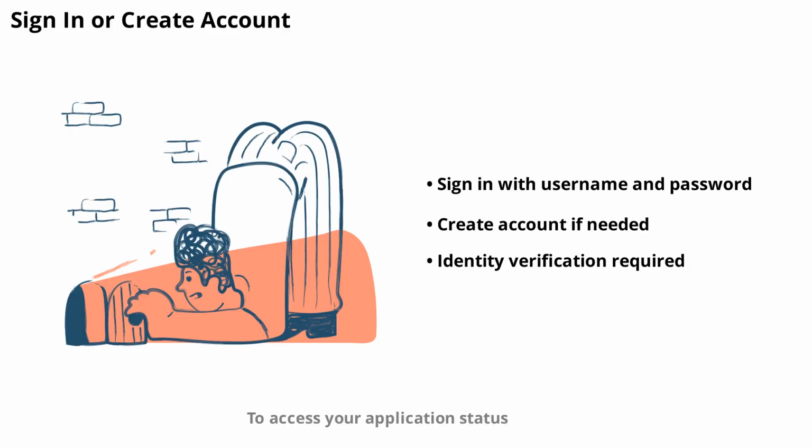To access your application status, you'll need to sign in to your My Social Security account. If you already have an account, enter your username and password. If you don't have one, you'll need to create it by following the on-screen instructions. Creating an account is straightforward, but you'll need to verify your identity with personal information. Once you're signed in, you'll be able to access a range of services, including checking your application status.